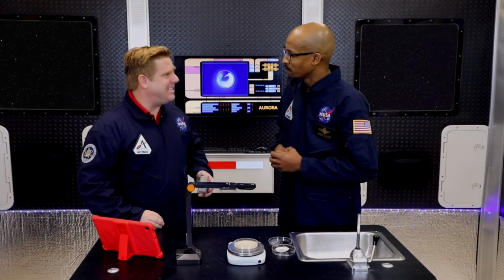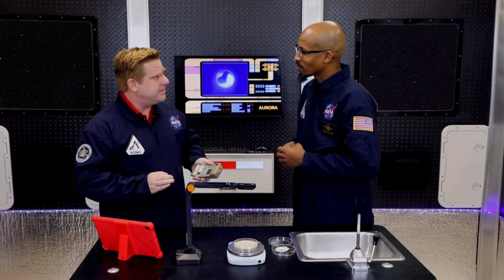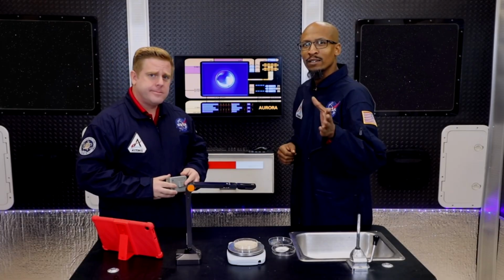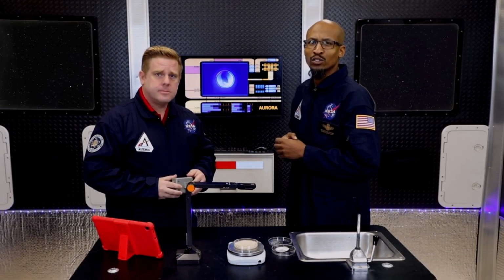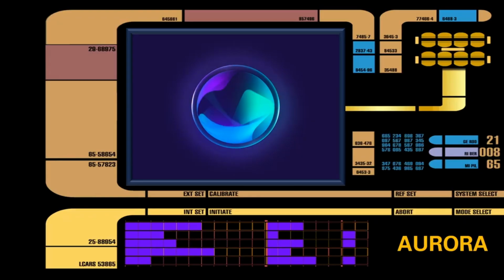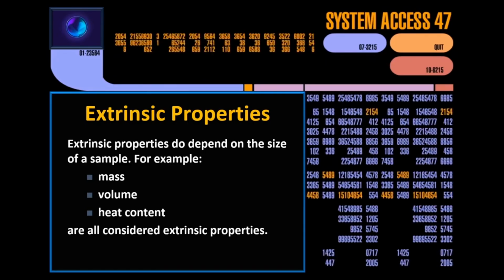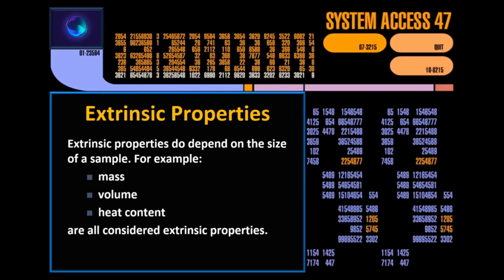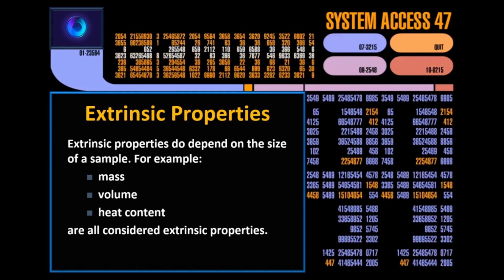Well, that does give us half the data we need, but don't we also have to look at the extrinsic properties? You're right. Aurora, please start a subfile for classifying extrinsic properties of our soil sample from the Moon Isle. Processing. Extrinsic properties do depend on the size of a sample. For example, mass, volume, and heat content are all considered extrinsic properties.